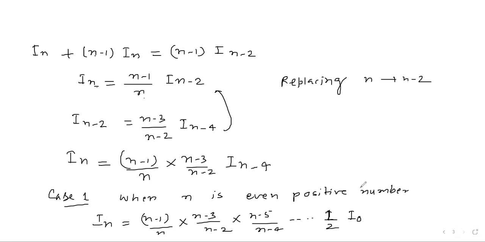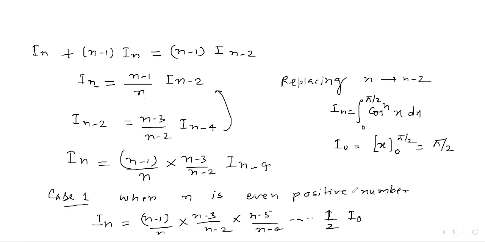And we can evaluate I_0 because we have I_n equal to integral of cos power n x dx from 0 to pi by 2. So if we put I_0 here, cos power 0 will give 1. So integration will be x and then limits will be 0 to pi by 2. So we will get pi by 2. So we can put this value here: (n minus 1) upon n into (n minus 3) upon (n minus 2) into (n minus 5) upon (n minus 4) dot dot dot 1 by 2 times pi by 2.